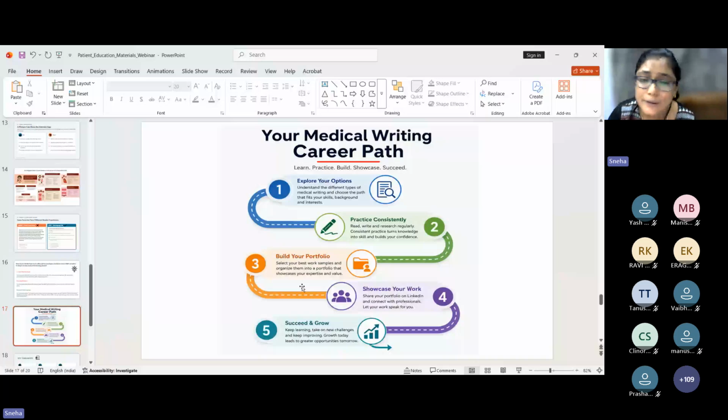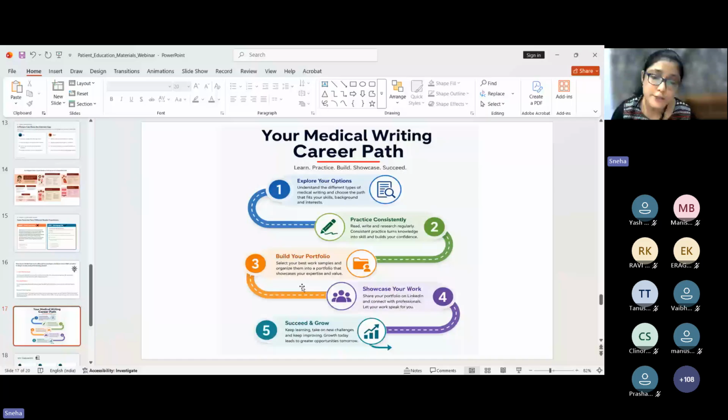As I told you, there are different avenues open for you as a medical writer. You can be a regulatory writer, a scientific content writer, a healthcare content writer, a scientific writer, or do grant writing. So there are many avenues. You yourself have to understand what attracts you. You have to explore your options, understand the different types, and choose the path that fits your skills, your background, and your interests.